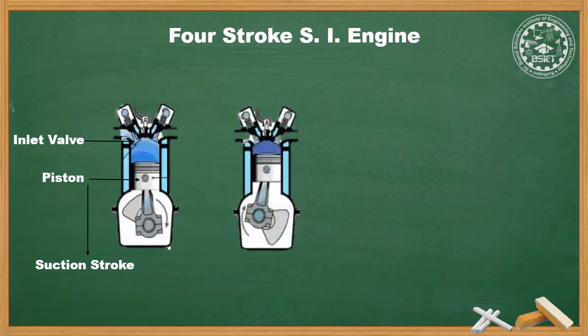Next is compression stroke. During this stroke, piston starts moving upward, compressing the fresh charge, the air fuel mixture, to a compression ratio of 6.5 to 10 into clearance volume. During compression, temperature and pressure increase. Just before the end of compression stroke, an electric spark is produced by the help of spark plug and the fuel is ignited. Combustion takes place when piston is at the top dead center.